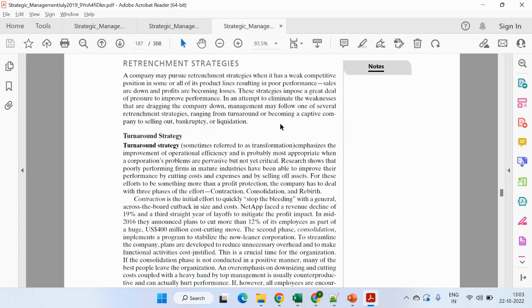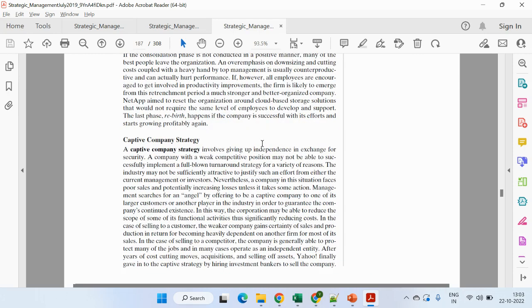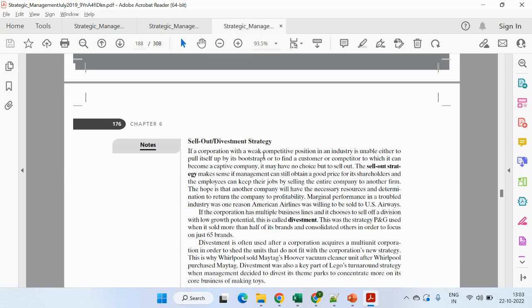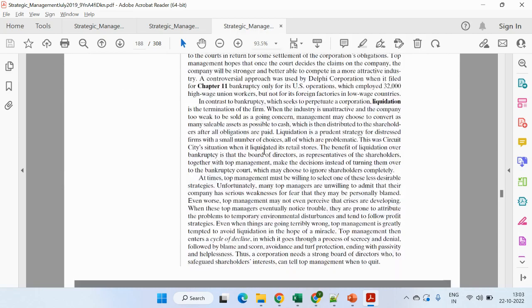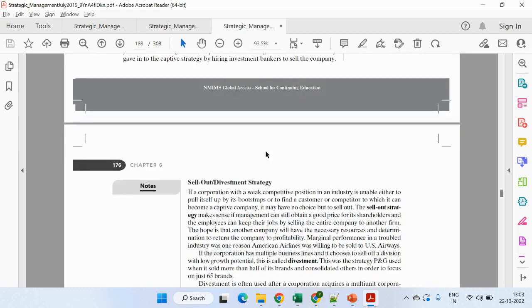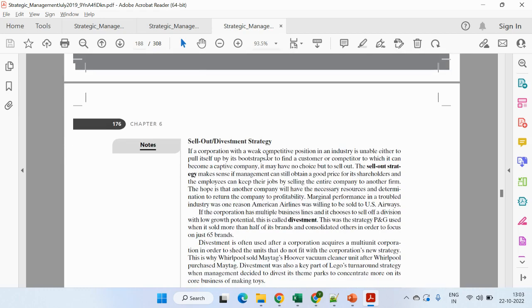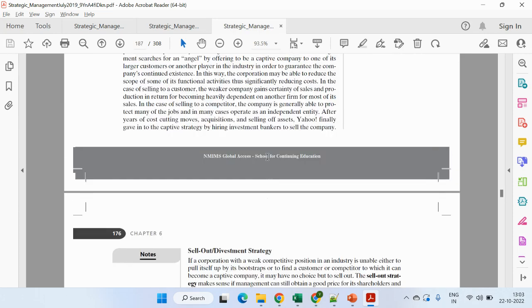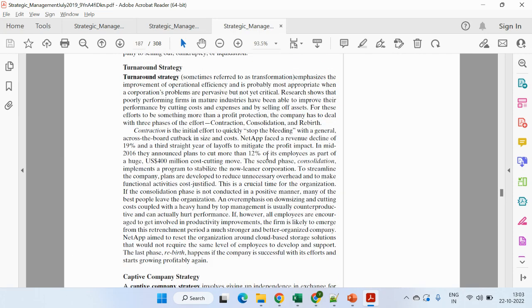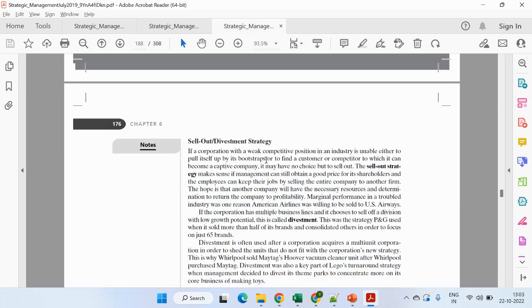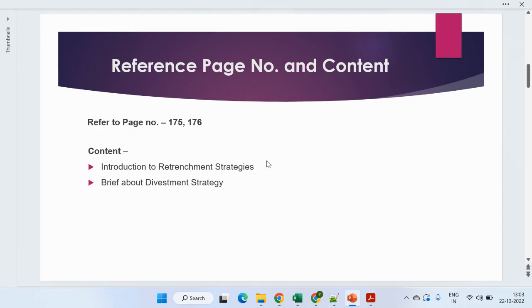So they try to end their business, or maybe they put some alternate strategy, like turnaround strategy, captive company strategy, sellout or divestment strategy, or bankruptcy or liquidation. So these are the four strategies. The question is about the sellout or divestment strategy, where they are selling off their slow business, or you can say they're ending their business and want to grow in some other field, in some other way. So it's better to give a brief about all of these strategies, and then specify the divestment strategy.